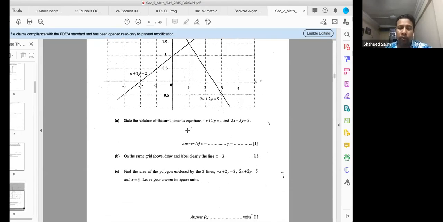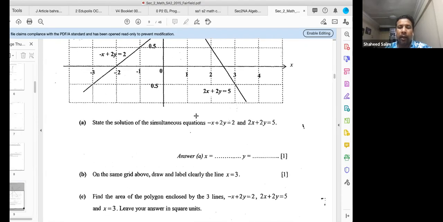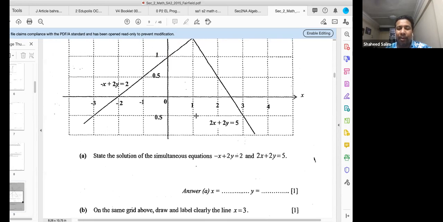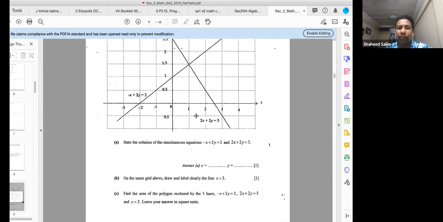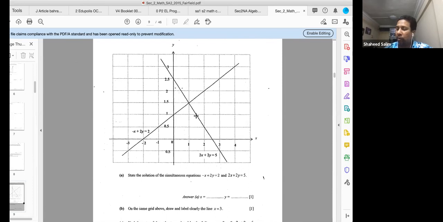Okay, the very last part of it, after that we go back. Now go back, you're already at home. Draw and clearly label the line x equals to 3. Can you draw now? X equals to 3. Every point on this graph has a value of x of 3.